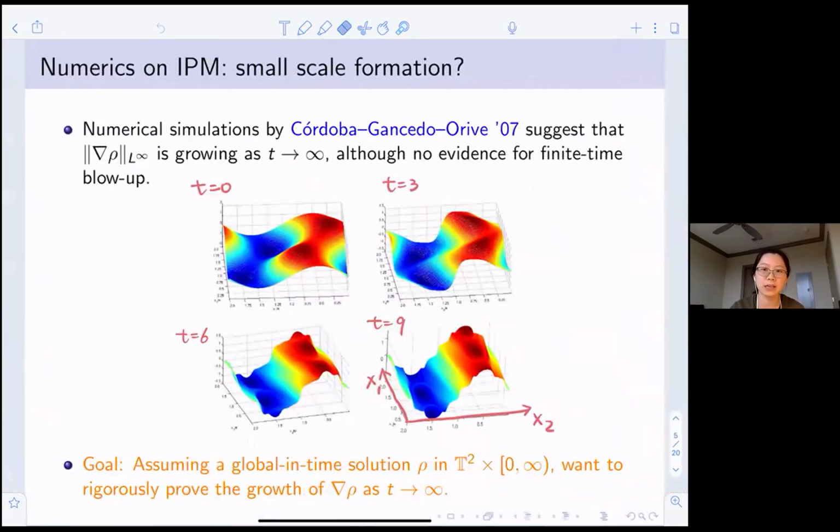For large data, so far, the question of whether there is global well-posedness is still open. There are some numerics done for the IPM to see whether there could be a blow-up or not. And I'm stealing this nice picture from the work by Cordova, Gancedo, and Orive, where they performed a series of numerical simulations in the two-dimensional torus.